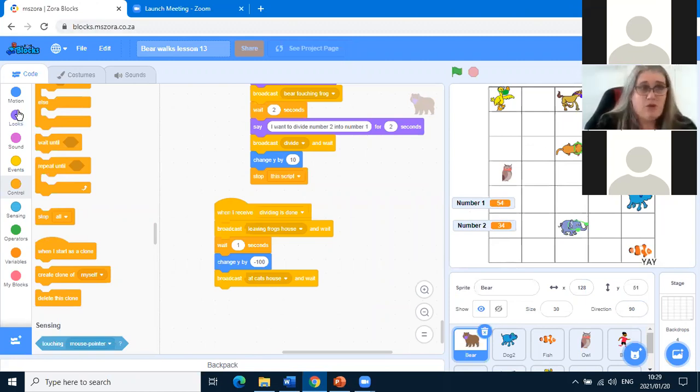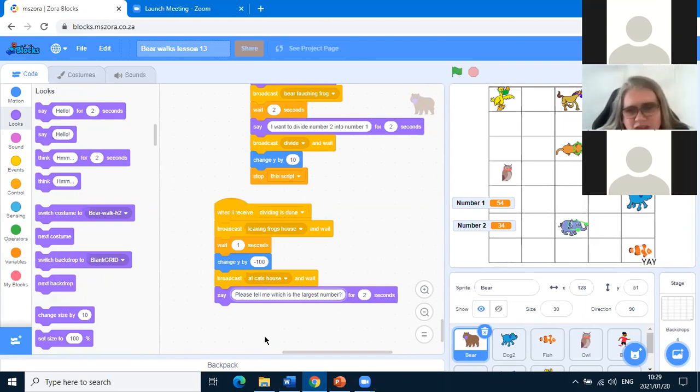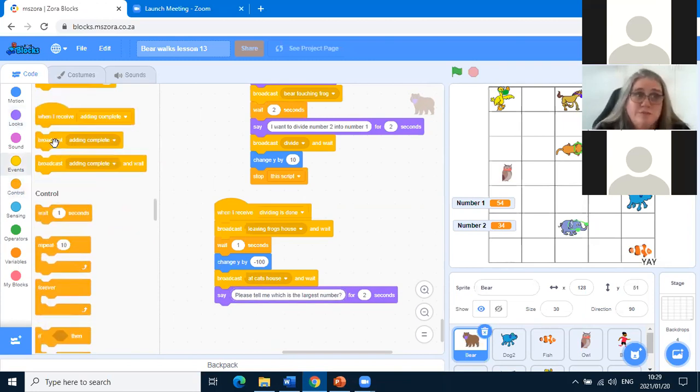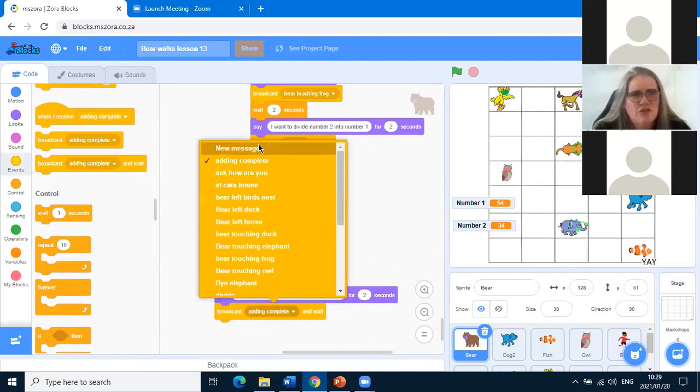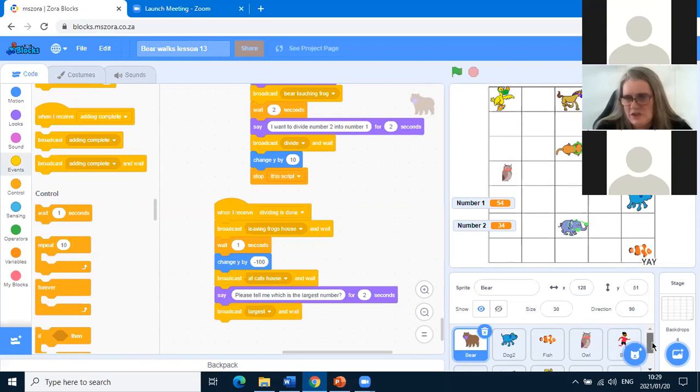So Bear is going to say, please tell me which is the largest number. Take note, Bear is very polite. He says please. Polite Bear, say please tell me. So Cat is going to broadcast. Shall we say wait? Okay, fine. Broadcast and wait. He's going to broadcast largest. Cat's going to receive that largest.